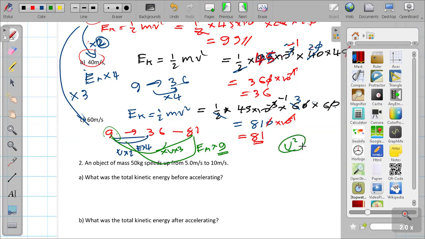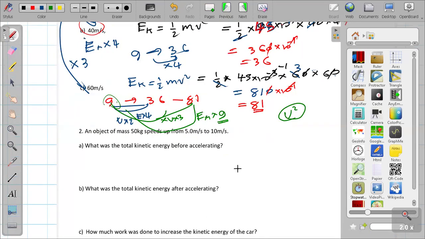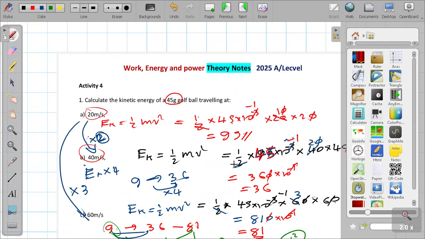Can you understand the MCQ technique you find? If the velocity is multiplied by 2, the energy factor should be multiplied by what? 4 times. If the velocity factor is multiplied by 3, the energy factor should multiply by 9 times. Understand? I hope you understand that. Yes or no?